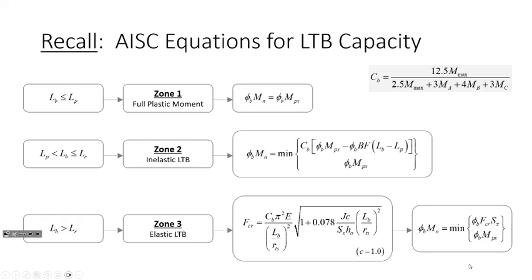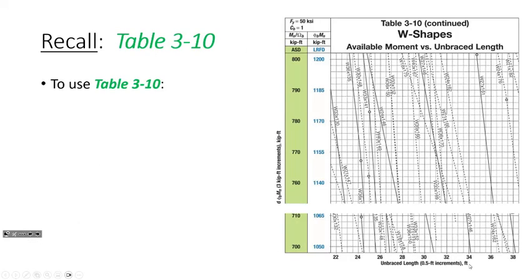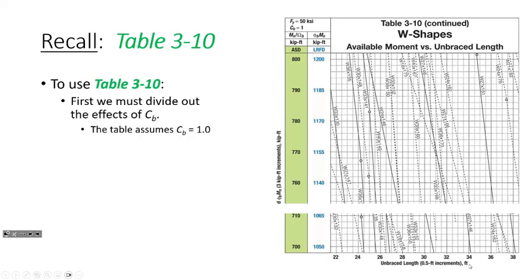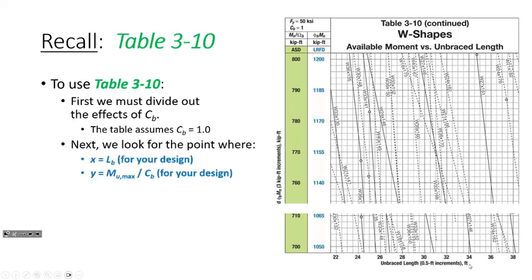Now let's just make sure we're all familiar with table 3-10. This is the design aid that looks like a nightmare, but it's really not, because all we do is divide out the effects of CB. The reason that we do that is because this chart is crafted based on a CB value of 1. And it's this step right here that really differentiates what I'm calling low CB value design and high CB value design. So we're going to start off with looking at small or low CB values.